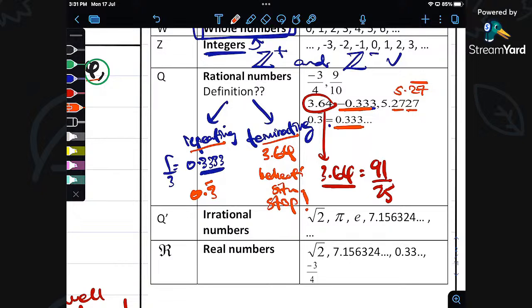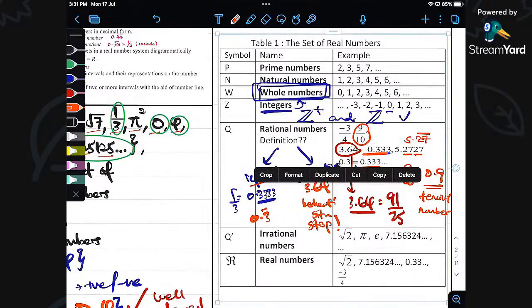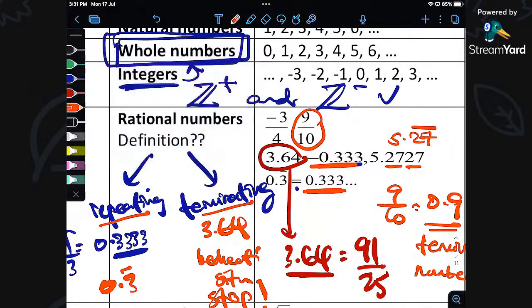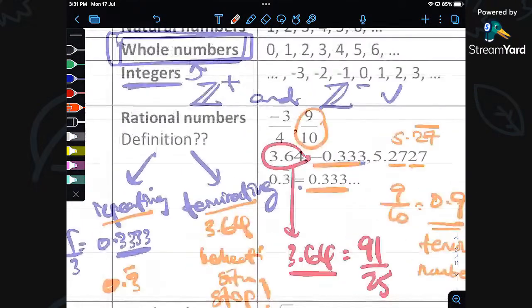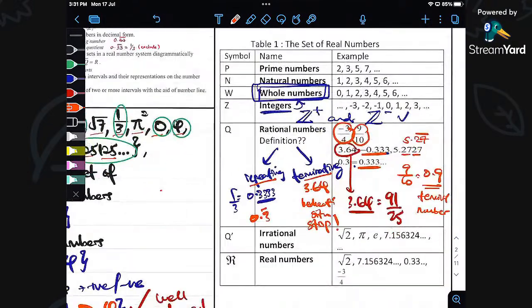Okay. So kalau you tengok 9/10 juga adalah 0.9. So 0.9 berhenti di situ, kita panggil dia terminate. Terminating numbers. So that is called rational numbers. Sama juga dengan -3/4. What do you get? So -3/4 is -0.75.